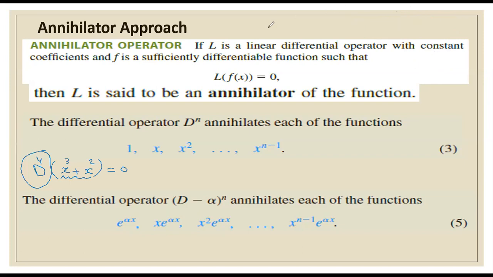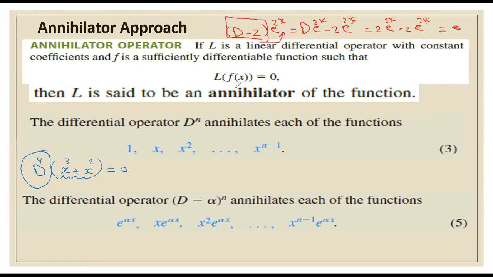Now another problem. If I have e to the 2x, can anyone guess the annihilator of this? D minus 2. D minus 2, great, David. Let me check. Here I distribute, so I have D e to the 2x minus 2 e to the 2x. Now D e to the 2x is the first derivative, so I multiply by 2: 2 e to the 2x minus 2 e to the 2x, the same, so it's 0. So this is the annihilator of e to the 2x.